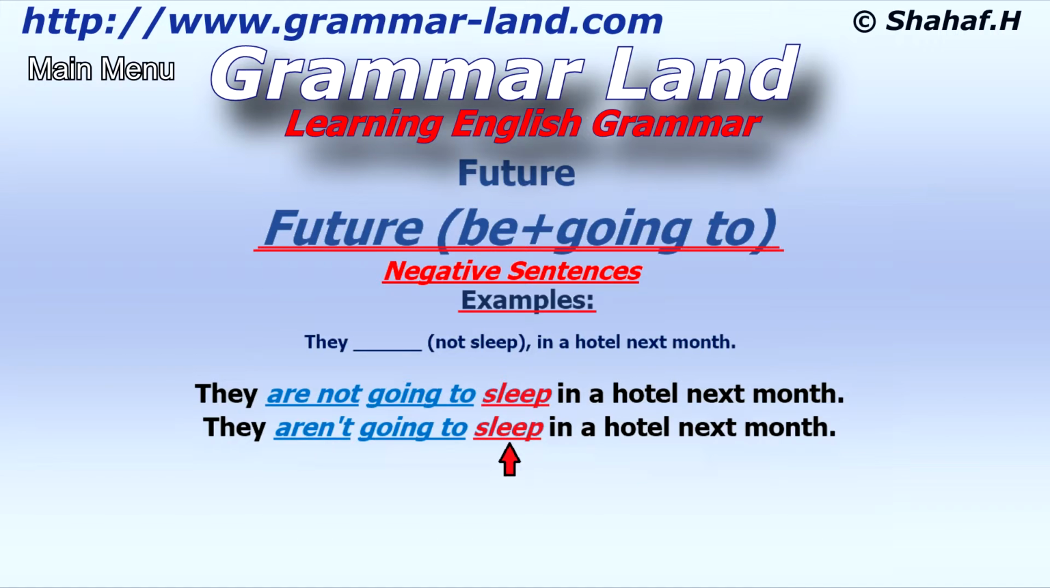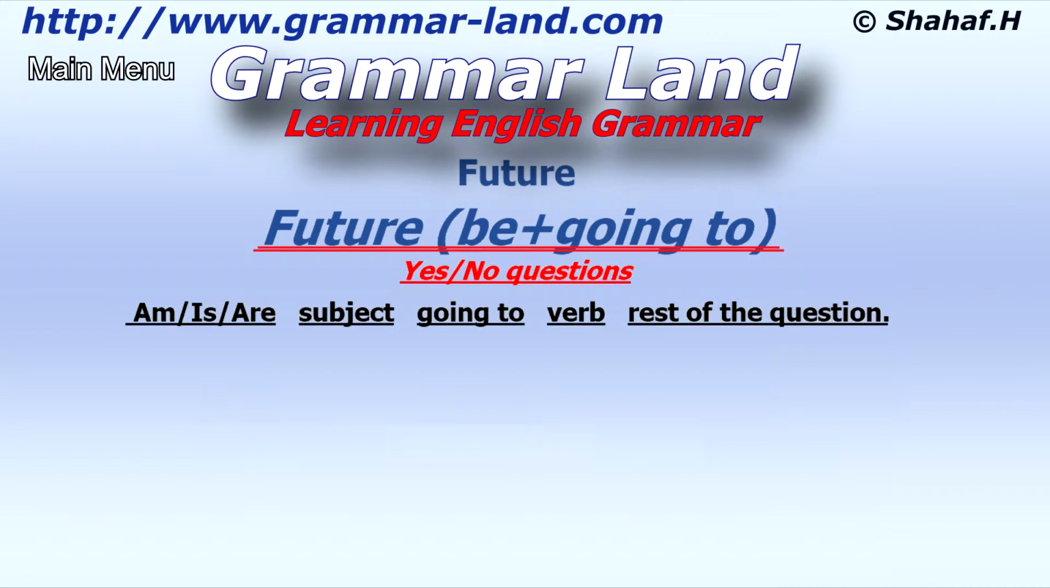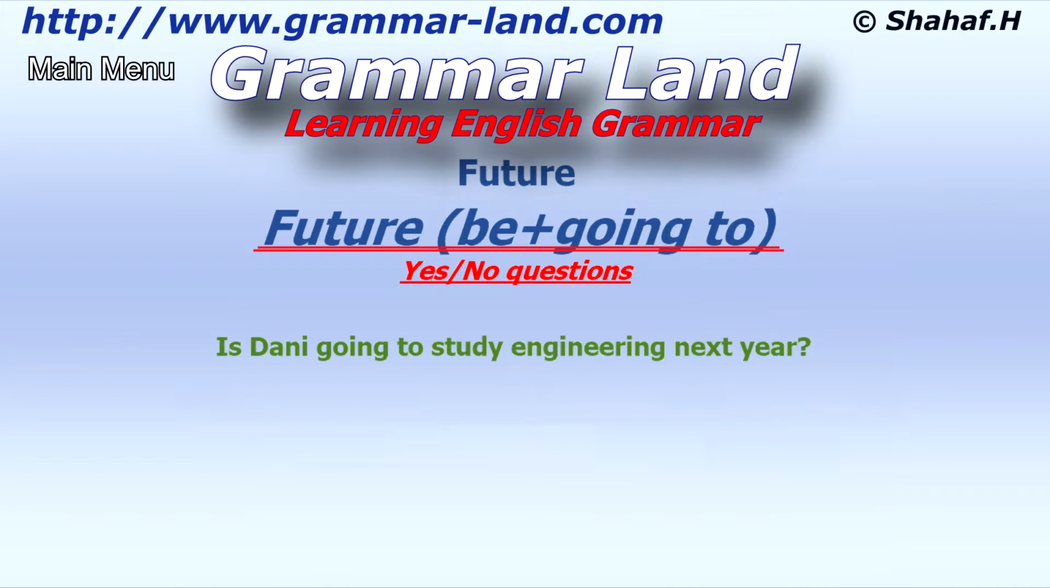Yes/no questions. Yes/no questions always start with am, is, or are, depending on the subject. Then comes the subject, followed by going to, verb in its basic form, and the rest of the question. Is Danny going to study engineering next year? Are they going to study engineering next year?